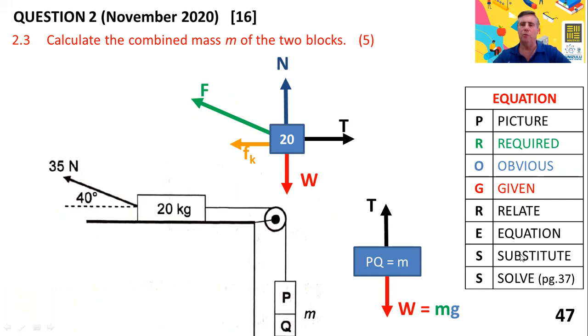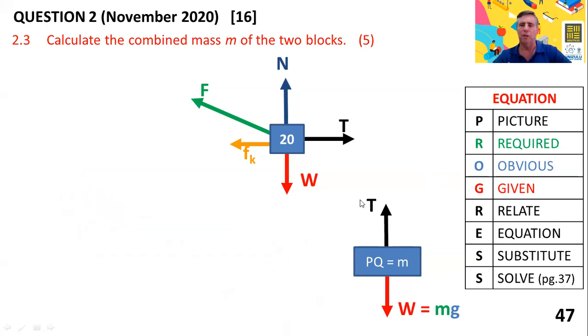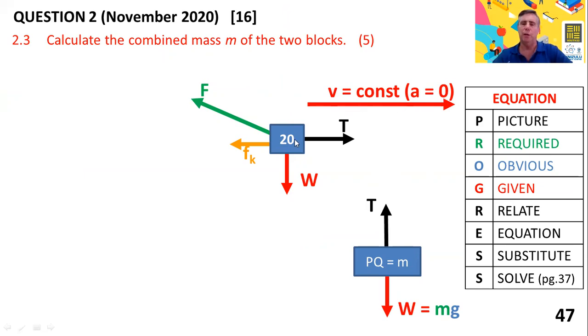Now, remember our progress method. We've drawn a picture, and we can just draw on the picture that's in the exam, actually. We're focusing on what is required, and that is the mass m. What is obvious is g, the acceleration of gravity. What is given to us? Well, we're told that the velocity is constant, and that tells us the acceleration is naught. That's important. And then because of that, because it's in a horizontal direction for the 20 kilogram mass piece, we can get rid of the normal force. We can get rid of the weight because they're both at 90 degrees.